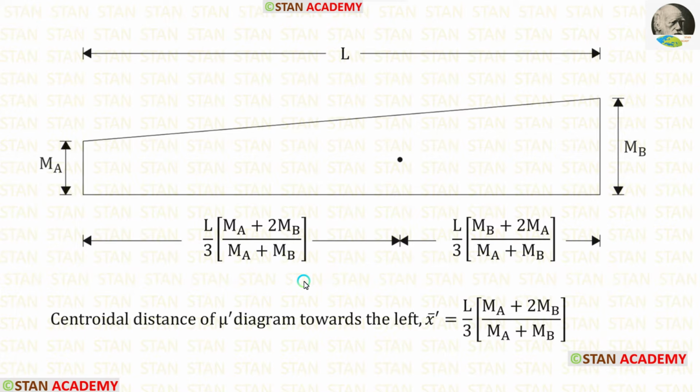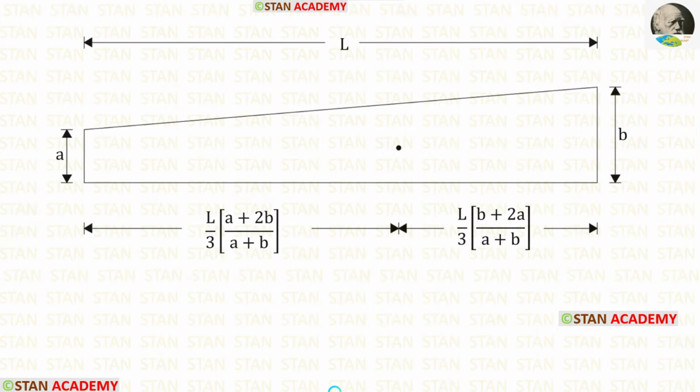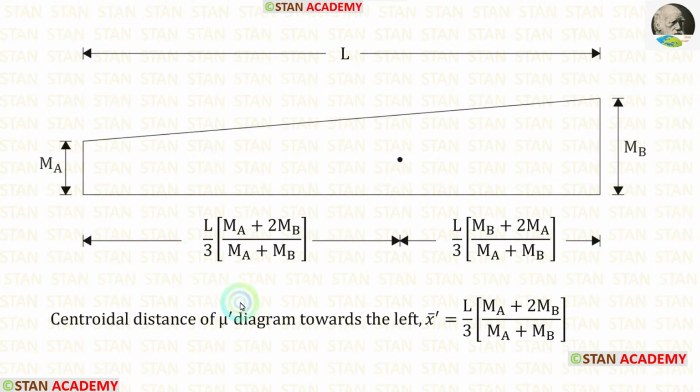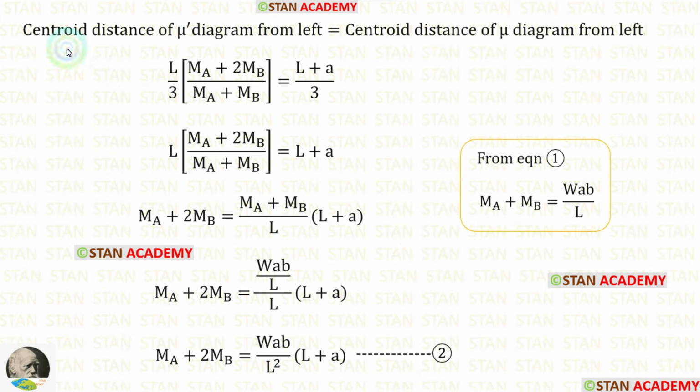Now let us take the Mu dash diagram. The centroid distance towards the left is L upon 3 into MA plus 2MB upon MA plus MB. This is a trapezoid. Here you can see the standard formula in a trapezoid for the centroid distance on both of the sides. Using this formula, I have made this. Now let us equate the centroid distance of the Mu dash diagram and the centroid distance of the Mu diagram.